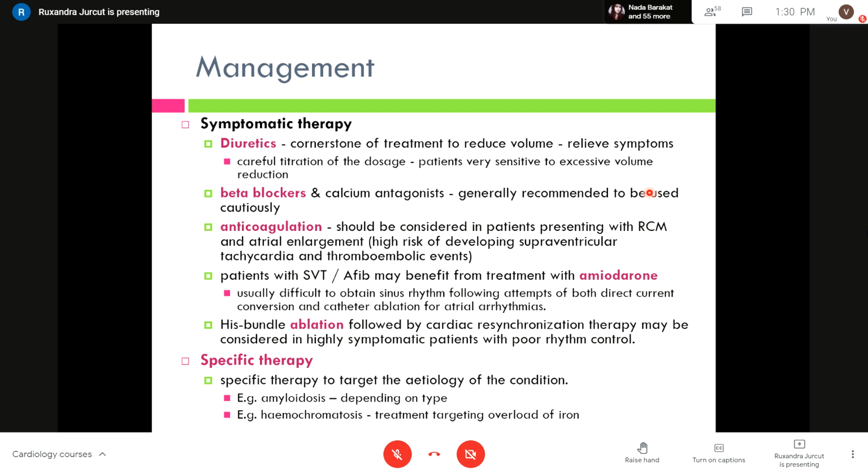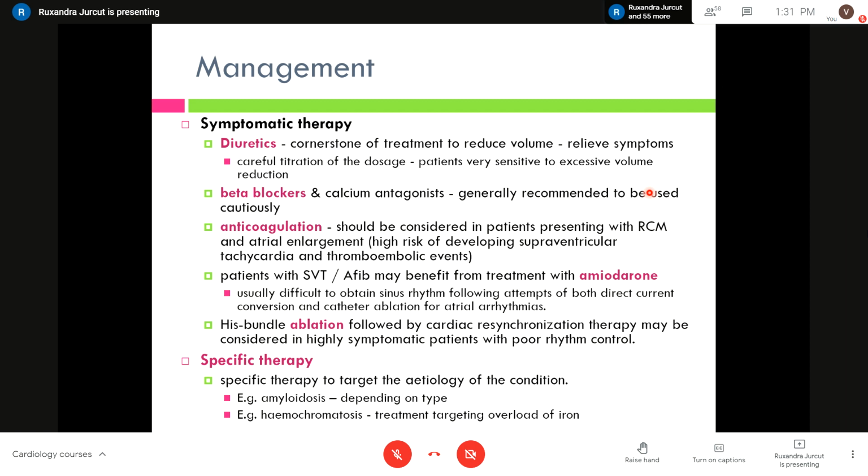They don't feel well. Beta blockers, you can give them, but cautiously. Again, because when they have a small volume of the left ventricle, they try to compensate for the cardiac output by increasing the heart rate. So if you beta block to a too low heart rate, then the cardiac output, which is the product between the stroke volume and the heart rate, if both are low, the cardiac output is low as well.